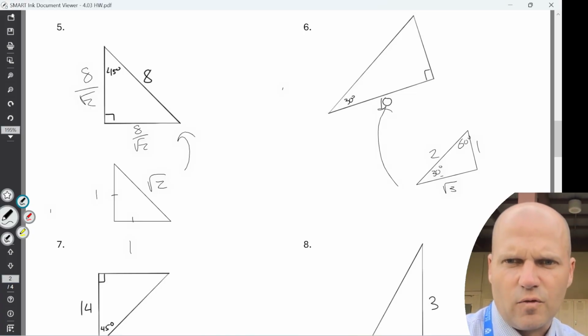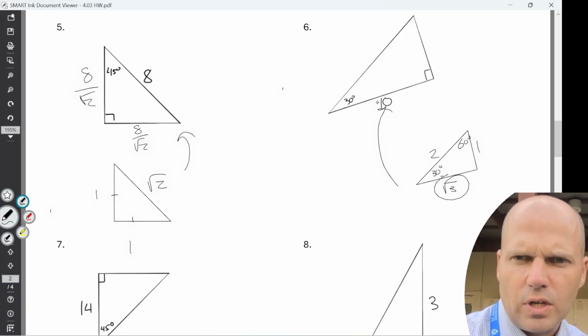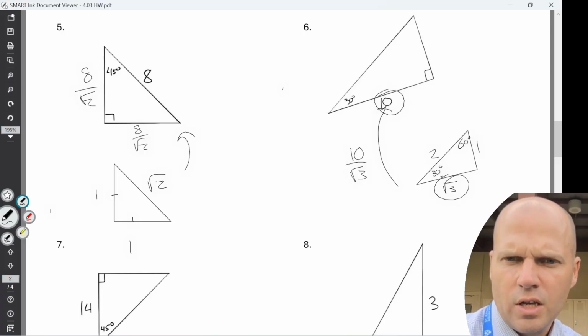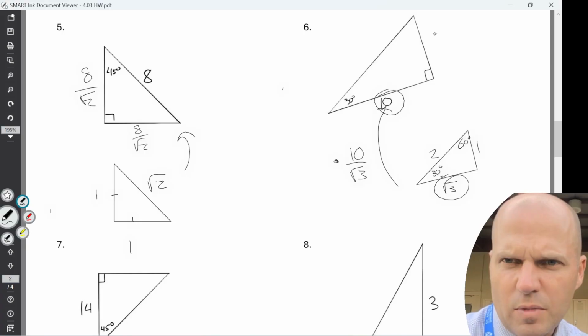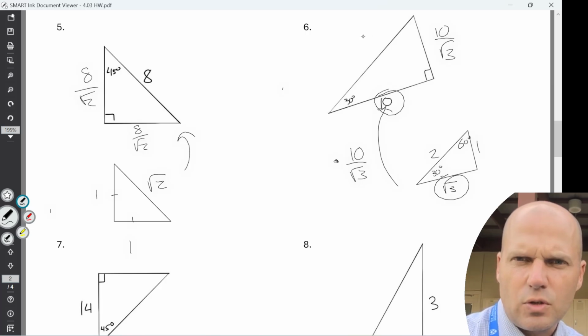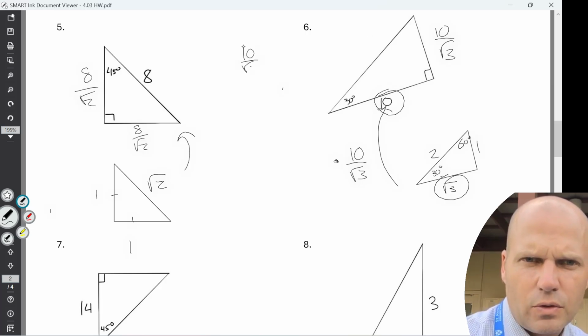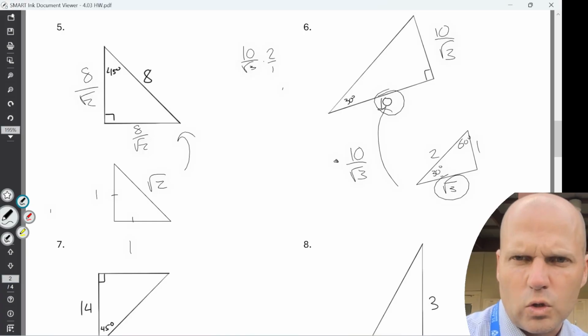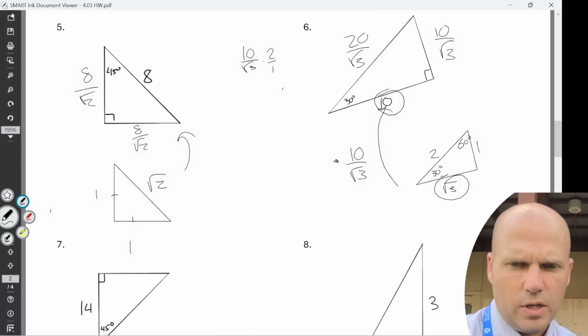I can see the scale factor goes from the root 3 to the 10. Those are the corresponding sides, whose ratio, 10 over root 3, is the scale factor. So that means this would be 10 over root 3, and this would be 10 over root 3 times 2, which is 10 over root 3 times 2 over 1, or 20 over root 3.